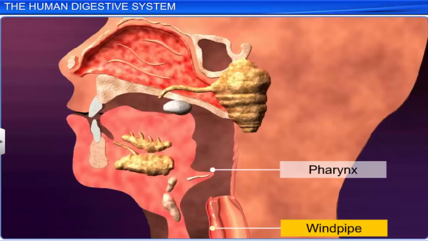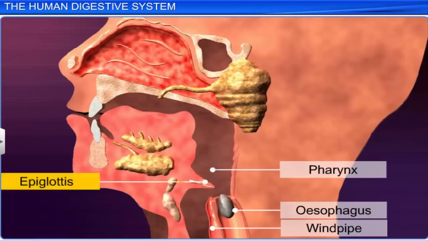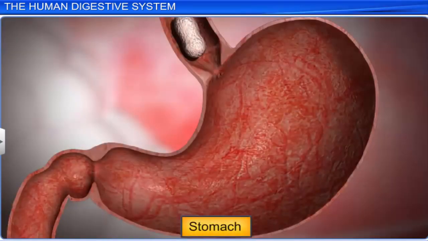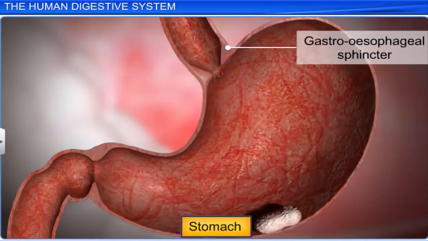The pharynx opens into the windpipe or trachea and esophagus, a narrow tubular muscular organ. When food moves through the pharynx and approaches the esophageal entrance, a flap of elastic cartilage tissue called the epiglottis reflexively closes, thereby preventing the food from entering the windpipe. The esophagus conducts the food from the pharynx to the stomach. At the end of the esophagus lies the gastroesophageal sphincter, a one-way valve that allows food to enter the stomach but prevents it from regurgitating.